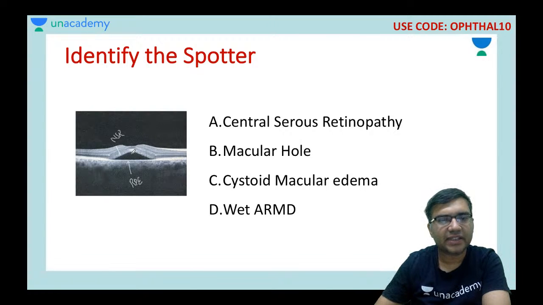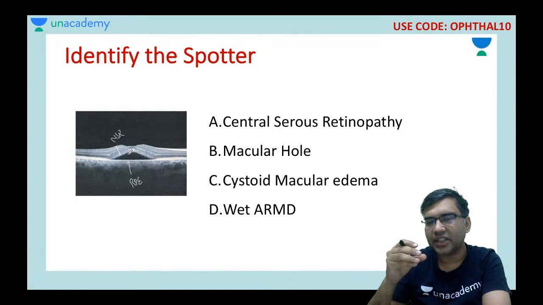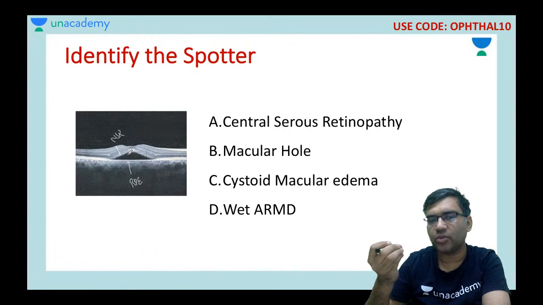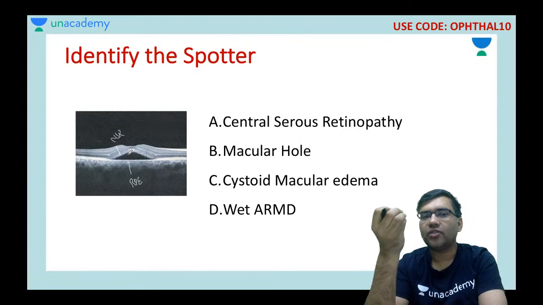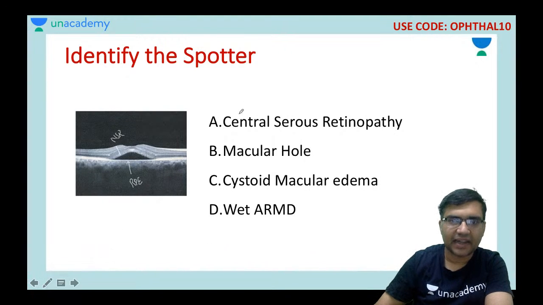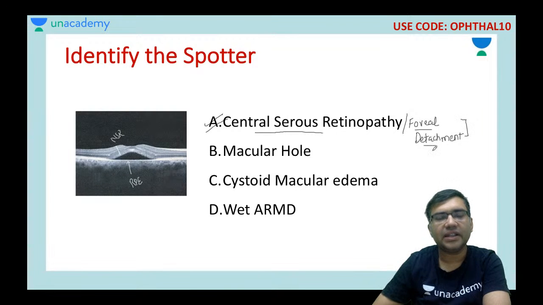So there is a fluid collection, the blackish area that you are seeing. This is between the neurosensory retina and the RPE. So basically there is something going on at the level of RPE and beneath it, which is causing the fluid accumulation, serous accumulation at the level of fovea. This is called central serous retinopathy, and another name of this disorder is foveal detachment. So this is a central serous retinopathy or a foveal detachment.